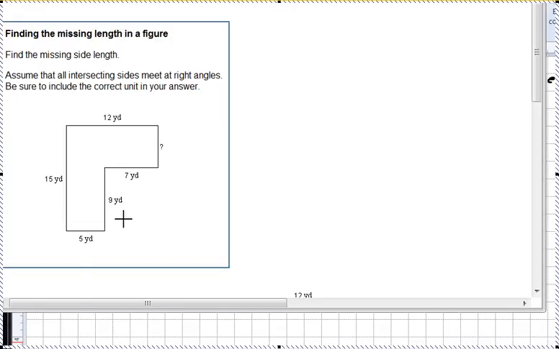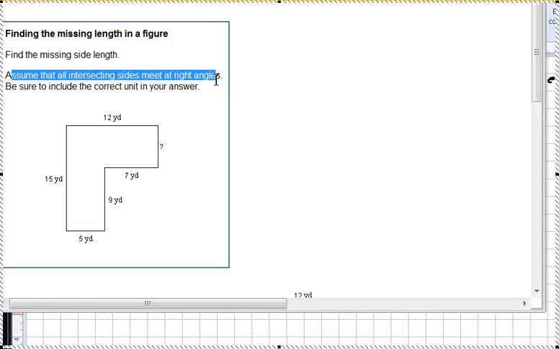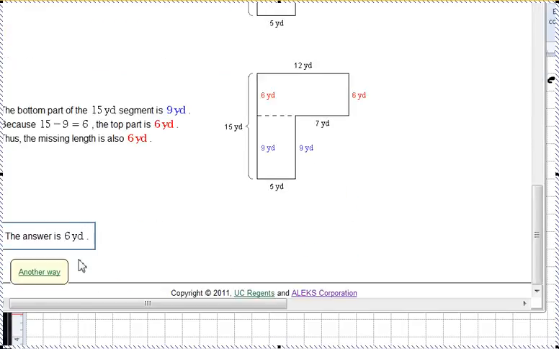Yeah, but you have to be very careful about just saying, oh, it looks like this, oh, it looks like that, because they could draw the picture off. In fact, never trust the picture. The only reason why I assume that these are 90-degree angles in here is not because they look like 90-degree angles, but because they told me, assume that all intersecting angles meet at right angles. All right, sounds good to me.